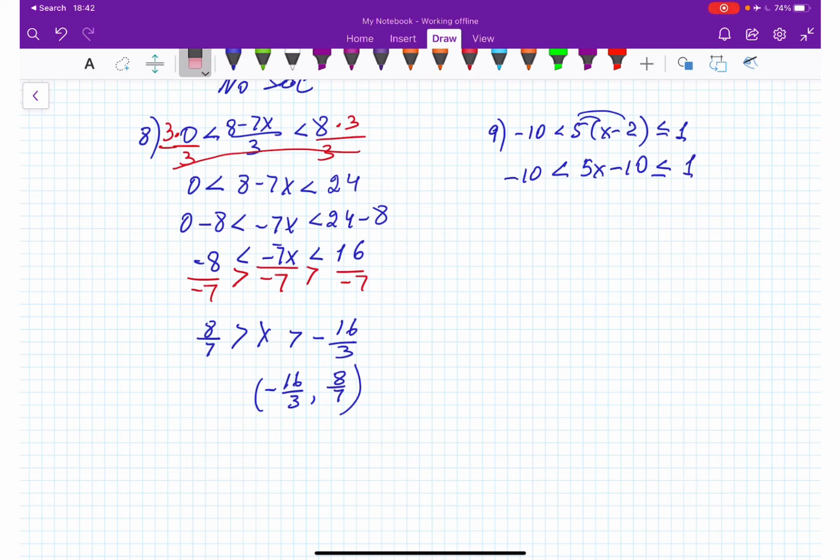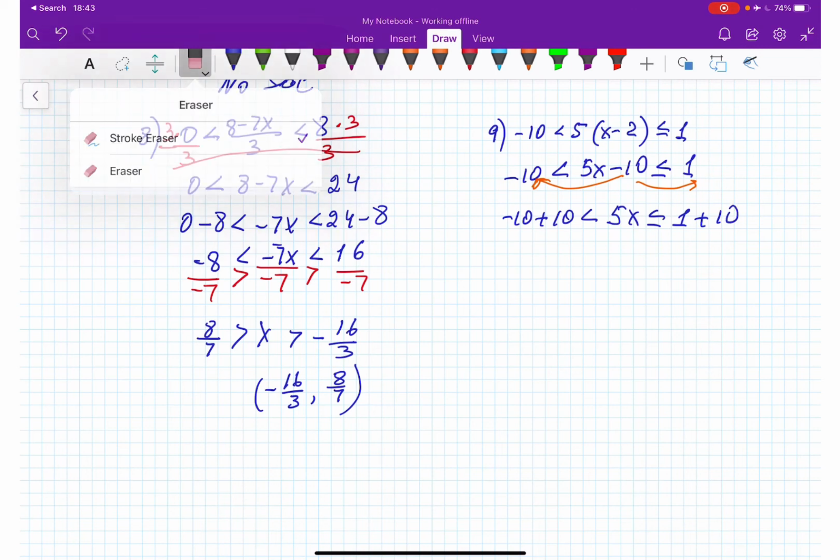Next, I need to solve for x, so I need to get rid of negative 10, yes? So to get rid of negative 10, I'm moving here and moving this way also, because we have two inequalities here combined in one. So this is going to be negative 10. Once I move, it's going to become plus 10, yes? Less than 5x and less equal 1 plus 10.